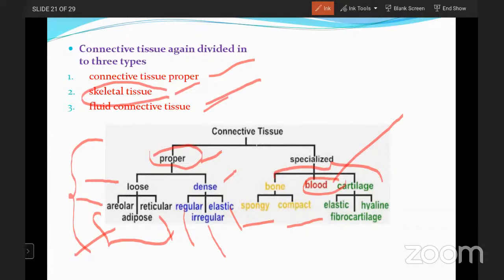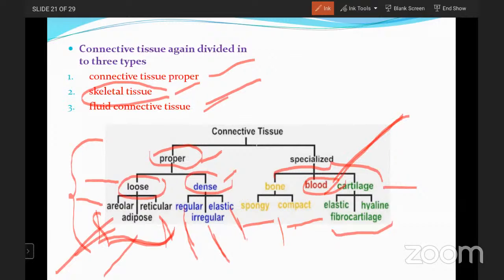Connective tissue proper is divided into loose connective tissue and dense connective tissue. Loose has three types: areolar, adipose, reticular. Dense connective tissue has regular, irregular, elastic. Coming to the skeletal, there are bone and cartilage, spongy and compact bone, and cartilage types: elastic, hyaline, and fibrocartilage. These are the types of cartilage. And the complete fluid connective tissue is the blood. All will be discussed in connective tissue, and this is the classification. Okay.